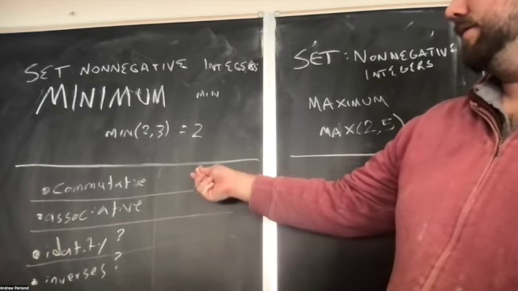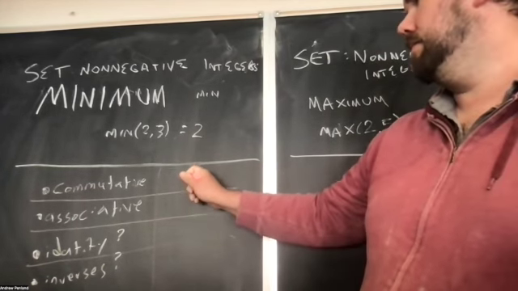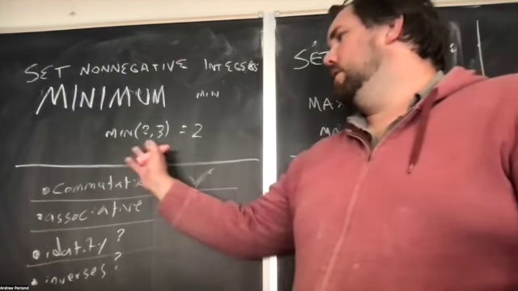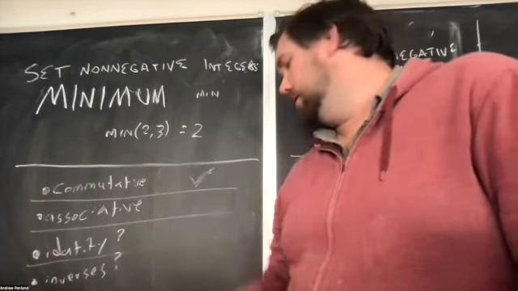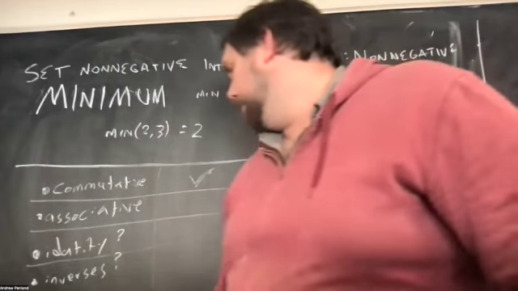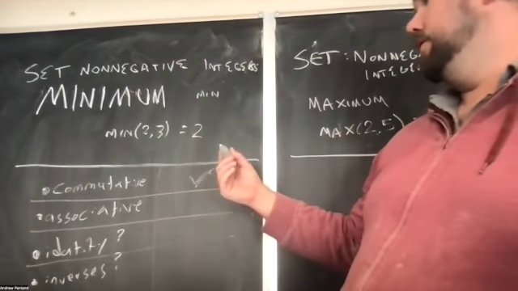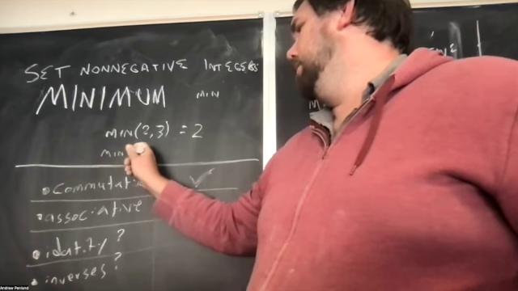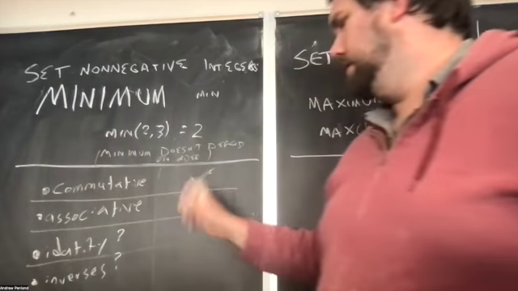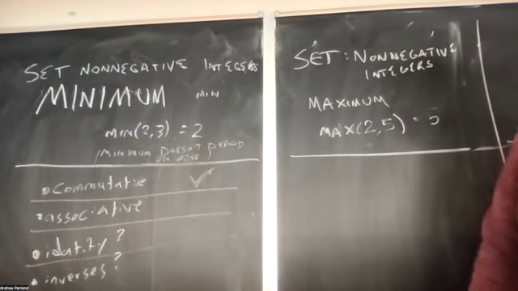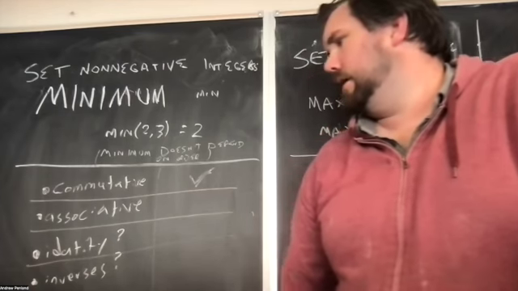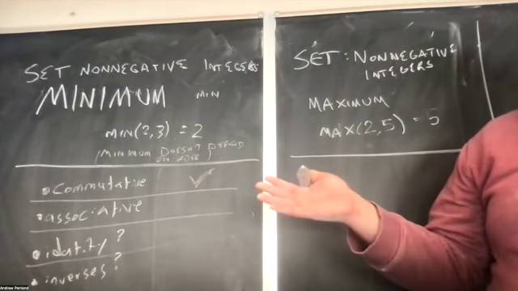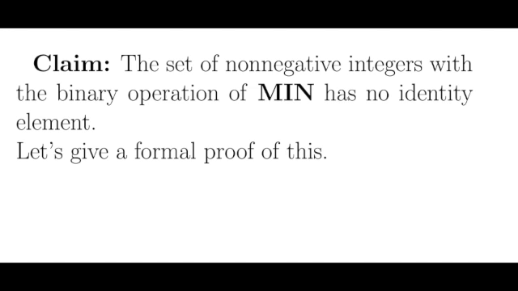Is it commutative? Is minimum commutative on the non-negative integers? Why? Yeah, that's the right idea. So the smaller value doesn't depend on which one is written first. The smaller number is the smaller number, and that's true whether the smaller number comes first or not. So minimum doesn't depend on the order. That's what makes it commutative. Is it associative? Because at the end of the day, you get the smallest of the three numbers, regardless of how things shake out. Give a formal proof of this.